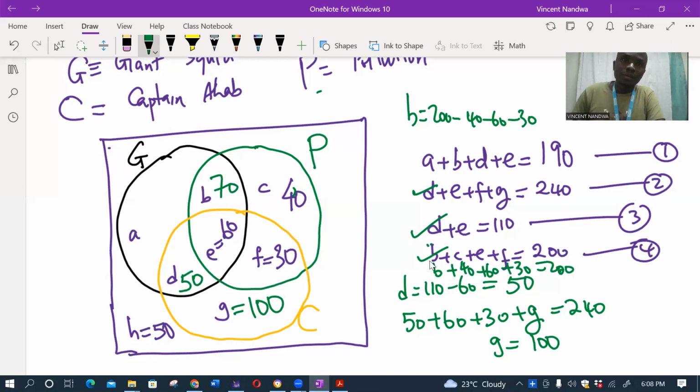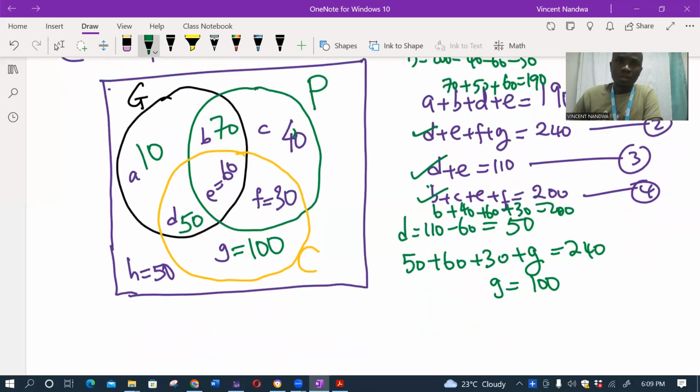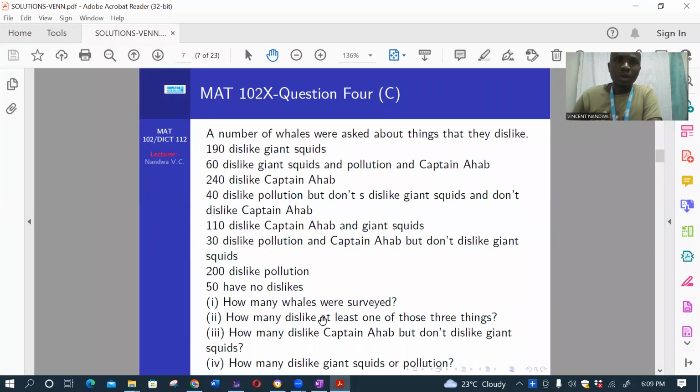And A plus B, which is 70, plus D, which is 50, plus E, which is 60, should give me 190. So A will be 190 minus 70 minus 50 minus 60, which is 10. So A is 10. So I have comfortably found every section of the Venn diagram. So let's go to the questions. Find how many whales were surveyed.